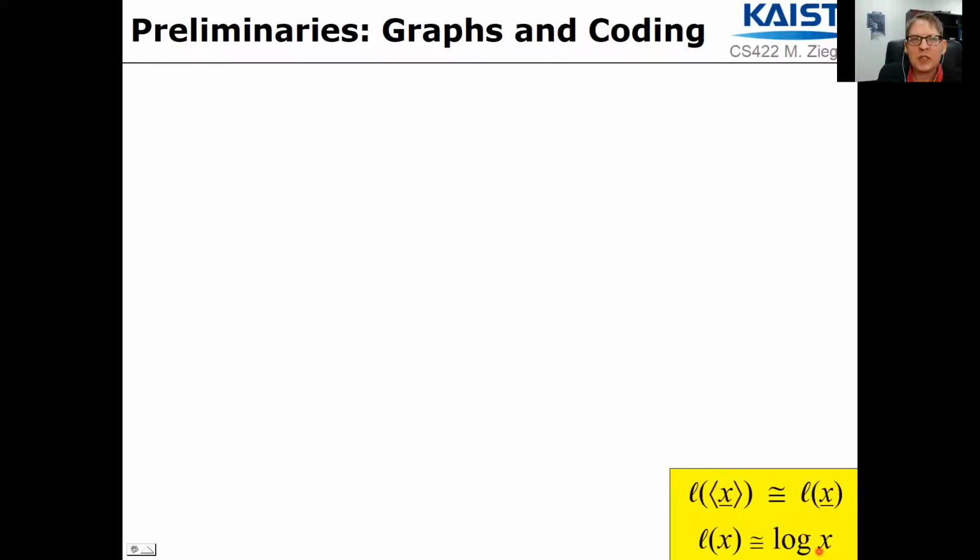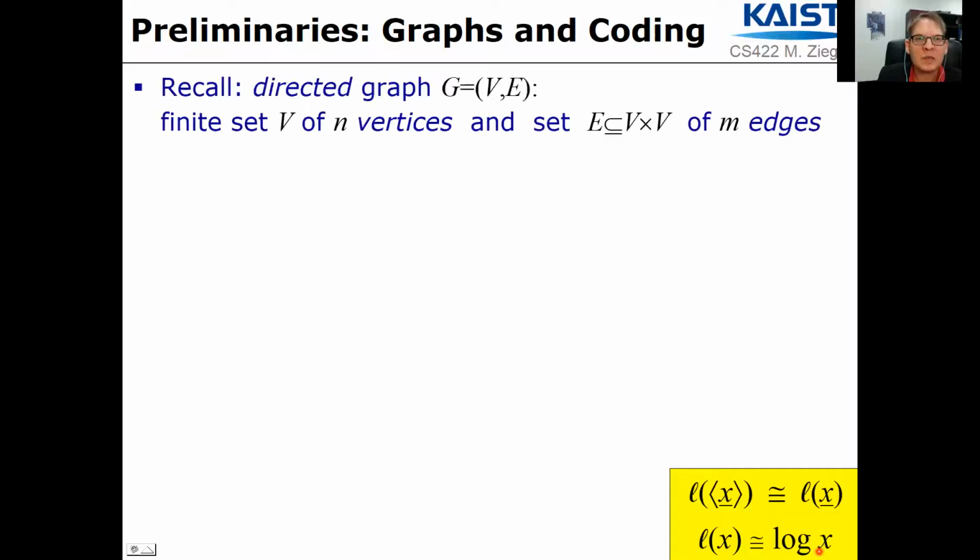So huge difference between value and binary length. Binary length is the logarithm of the value. The value is exponential in the binary length. And we're going to use that. We're now encoding a graph, let's say a directed graph, a finite set of vertices. The number of vertices is usually denoted by small n. The number of edges is usually denoted by small m.